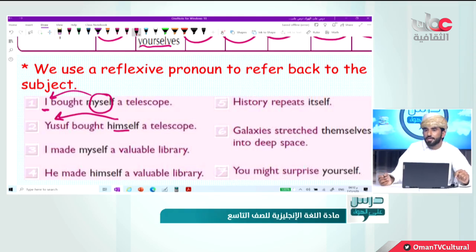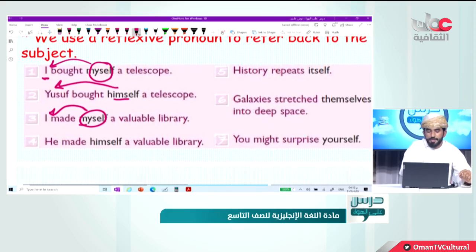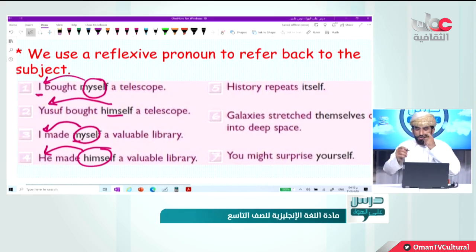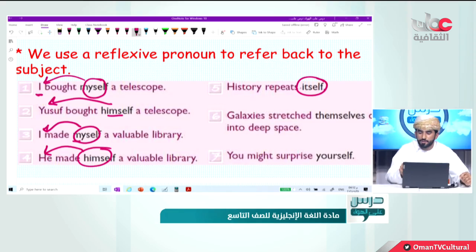Very good. He. Yusuf is a he. What about number 3? I made myself a valuable library. Myself refers to what? To I. Again. Thank you. What about number 4? Himself refers to what? To he. Exactly. Thank you. Yalla, number 5. Group A. History repeats itself. Itself refers to what? To repeats or to history? Excellent. To the subject. Yes. To the subject. History. Very good.